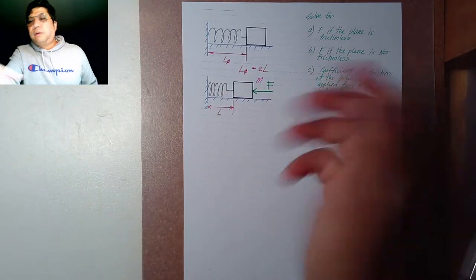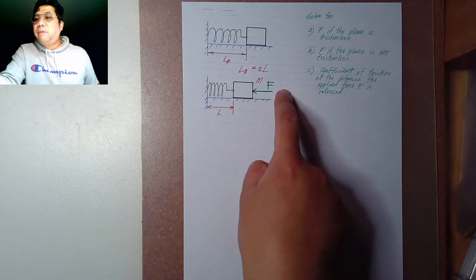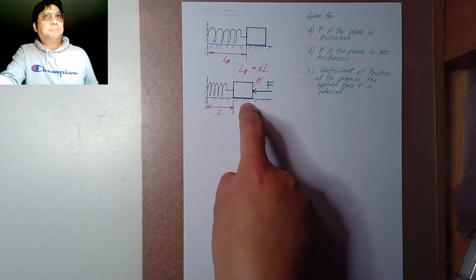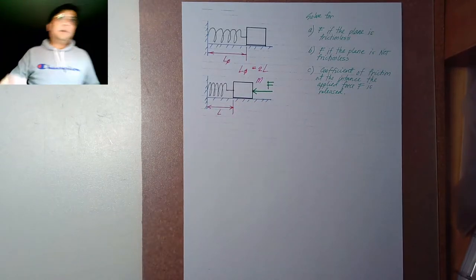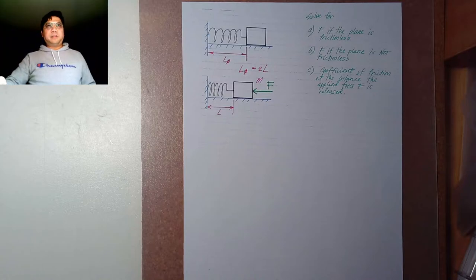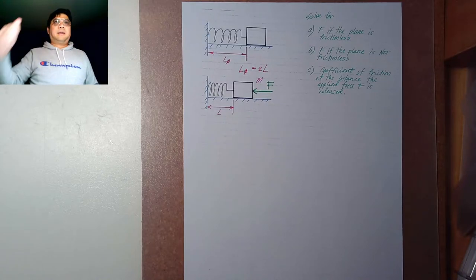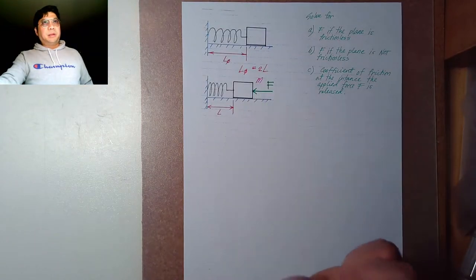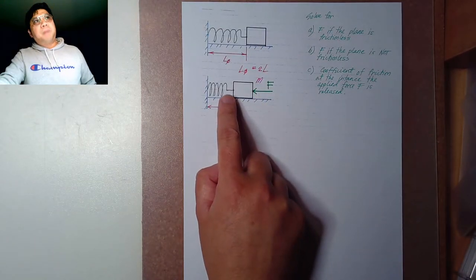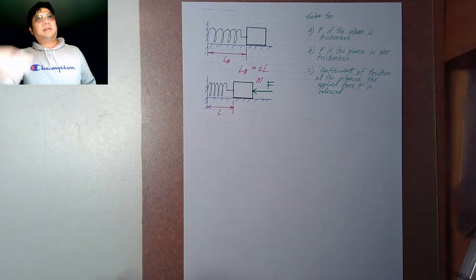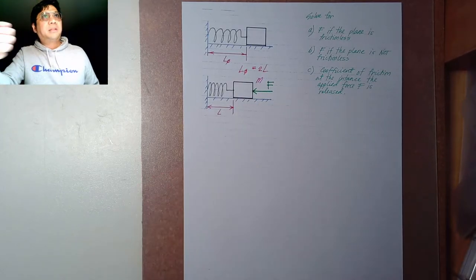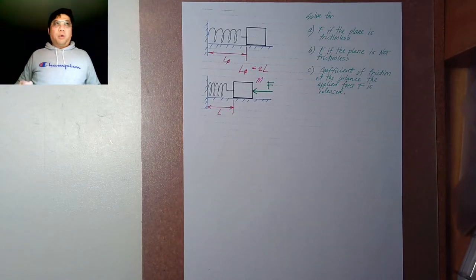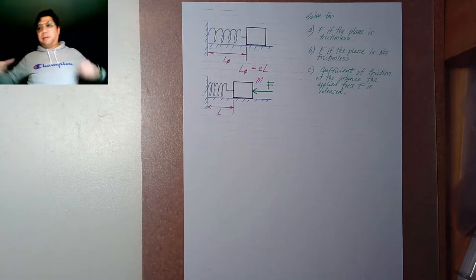Now, second one, letter B, is we have to figure out F if we have to consider friction. So this is not frictionless. This time there will be friction. Now, letter C, the coefficient of friction at the instant the applied force is released. So for example, it's compressed, let go of it, and it's about to move. At the instant that it's going to move, before it starts moving, what is the coefficient of friction? So that's for letter C.